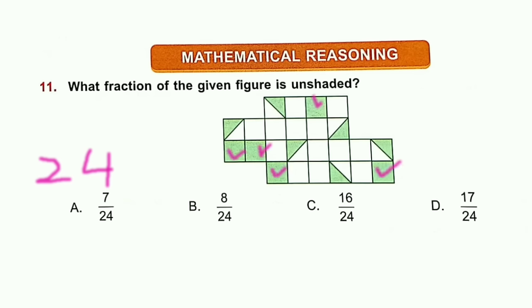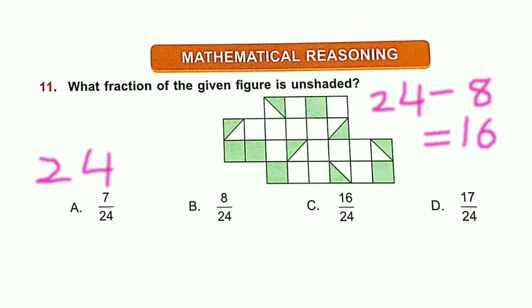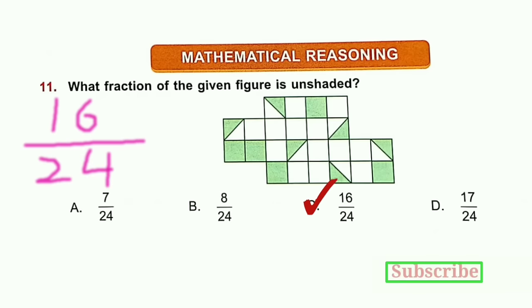These 5 squares. Remaining shaded half squares are 6. These are 6 triangles which are shaded. From these 6 triangles, we can form 3 squares. So total number of shaded squares, 5 plus 3 equal to 8. Out of 24 squares, 8 squares are shaded. So number of unshaded squares, 24 minus 8 equal to 16. So the fraction of unshaded squares out of total number of squares is 16 by 24. We can say the unshaded part of the given figure is 16 by 24.